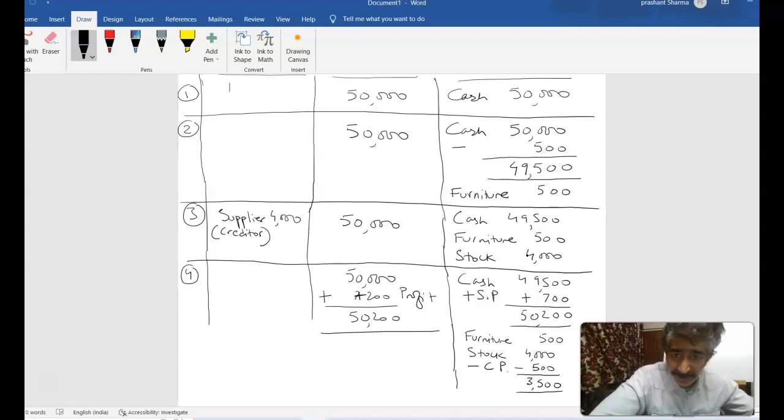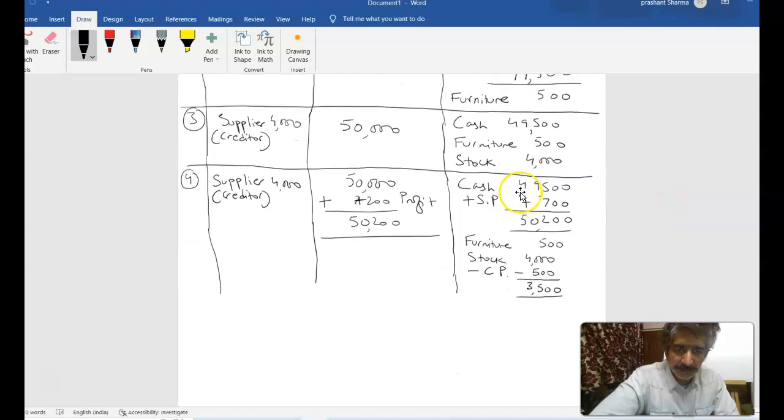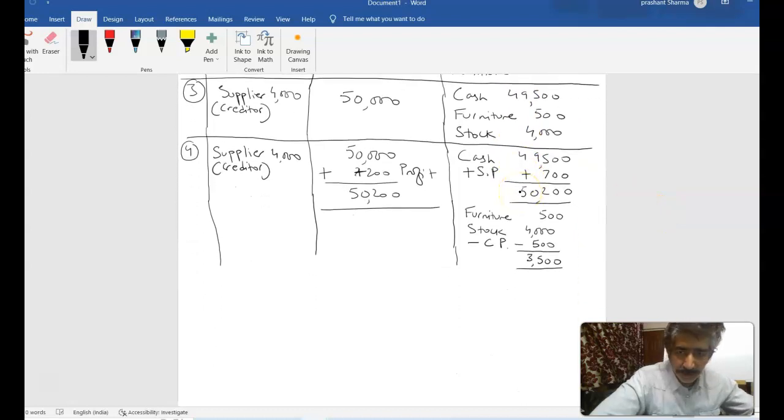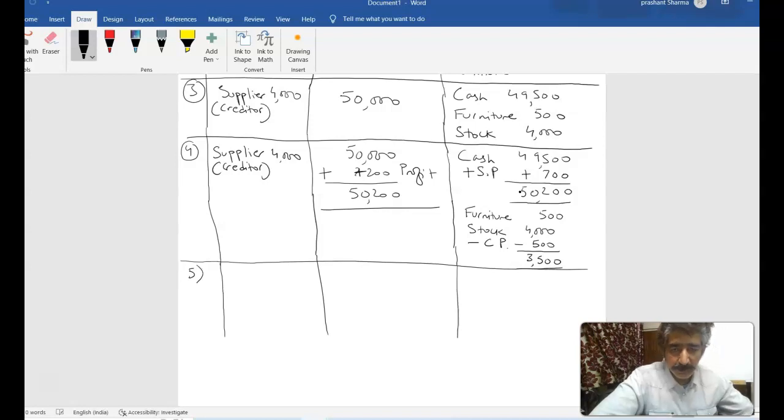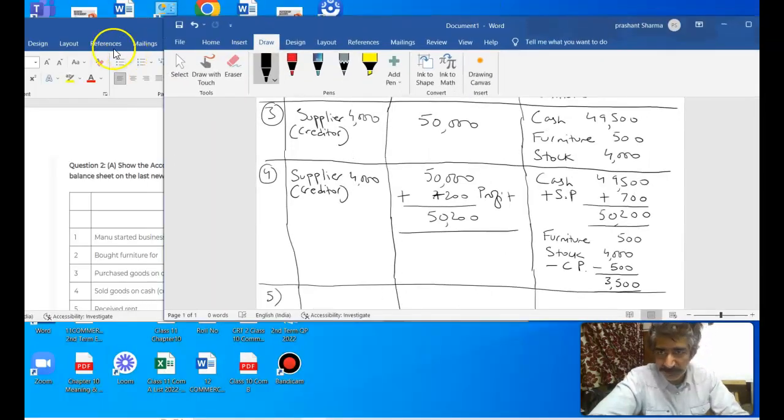And supplier, you have to copy. Supplier or creditor, you need to copy as it is from the above equation, so that there is clarity of thought and clarity of presentation for every equation. Okay. So I scroll down the screen, and now we move on to the fifth transaction. Let's see what's there in the fifth transaction.